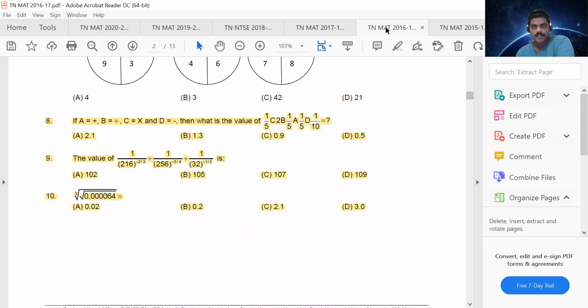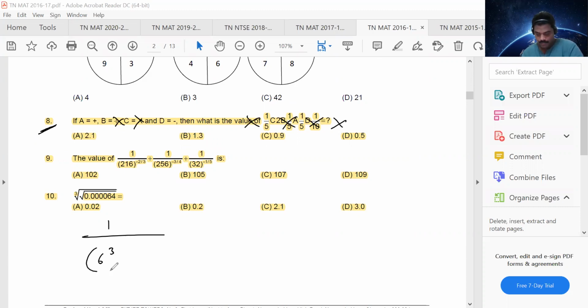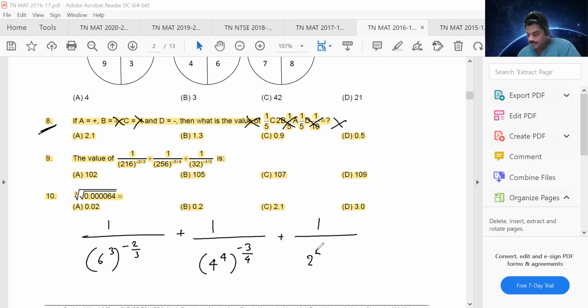Then moving on. The question number 8 here will be covered in mathematical operations, so that is not part of this particular lecture video. Now coming to question number 9. What has happened in question number 9? 1 by 216 can be written as 6 cube power minus 2 by 3, plus 256 can be written as 4 power 4 power minus 3 by 4, plus 32 is nothing but 2 power 5 power minus 1 by 5.